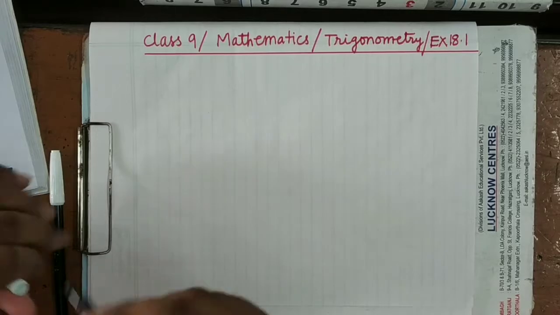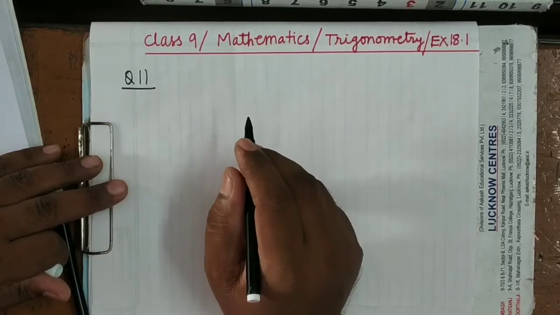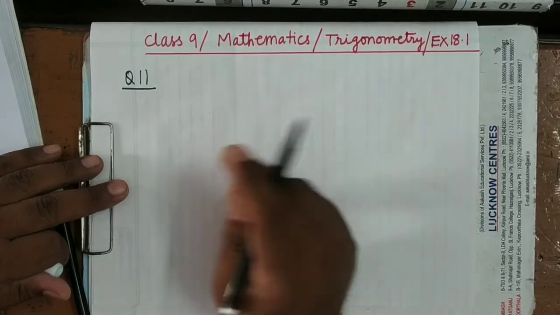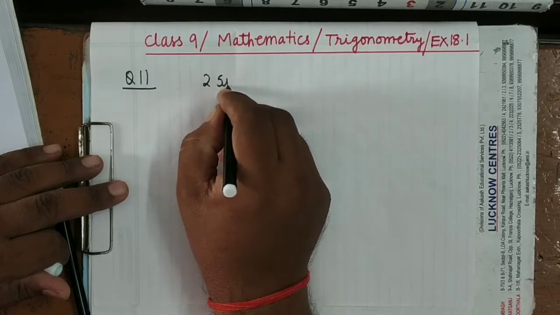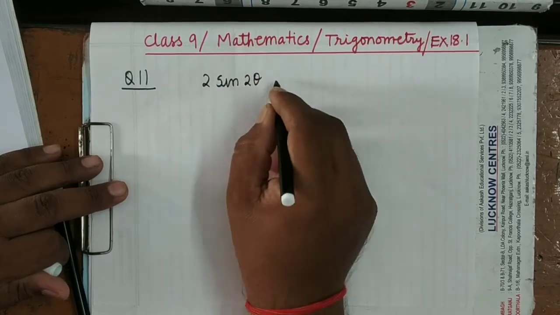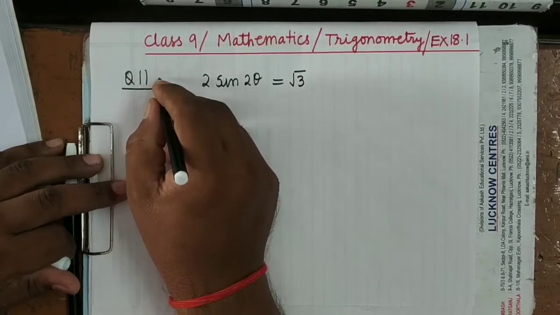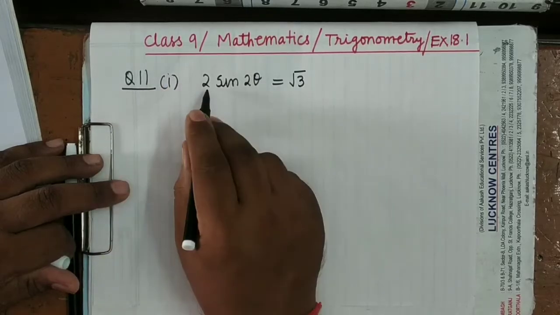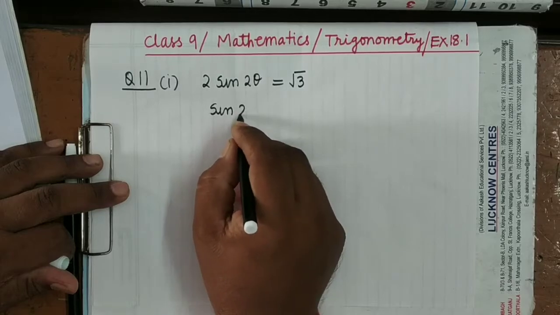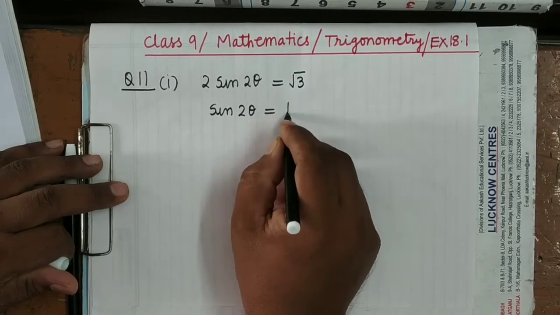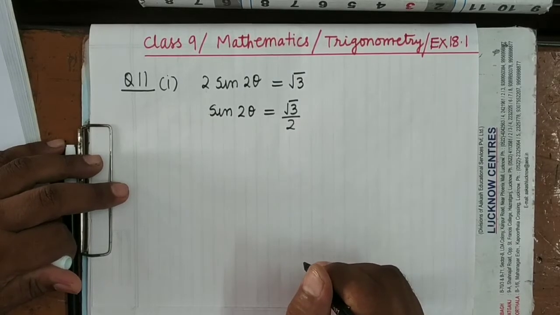Question number 11. If 2 theta is an acute angle, means less than 90 degree, and 2 sine 2 theta equals root 3, find the value of theta. So see here, 2 sine 2 theta equals root 3. So sine 2 theta will be equal to root 3 upon 2.